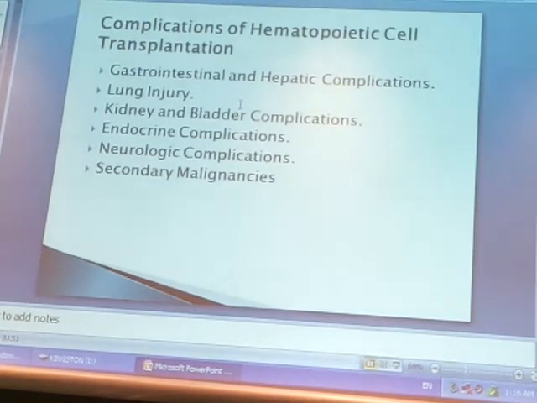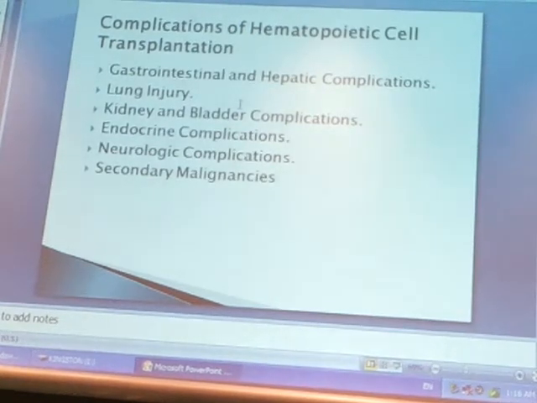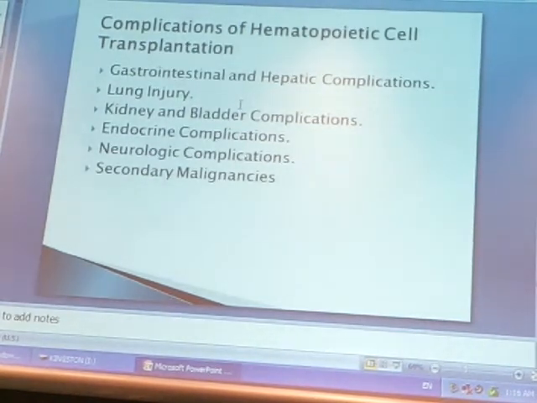For malignant hematological conditions: leukemias mainly, myelodysplastic syndrome, MDS, myeloproliferative disorders. Okay, it's very simple, but the actual life is very tough.